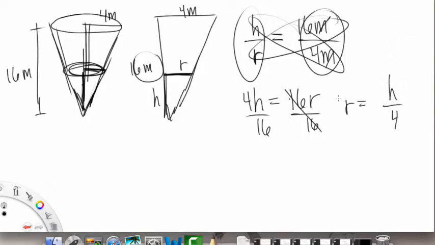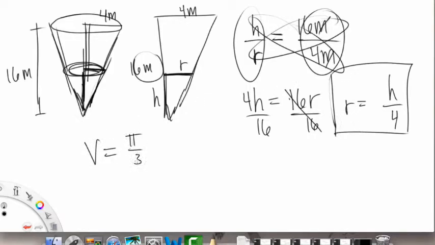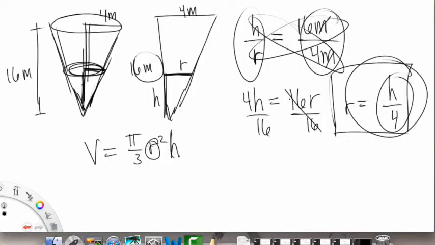So we've discovered something quite important here, because remember our formula for the volume: pi over 3 times r squared times h. There were too many variables, that was the problem we ran into. What we can do with this equation we just found is plug in h over 4 for the r spot. And in doing so, we're going to eliminate that r variable, the radius variable.